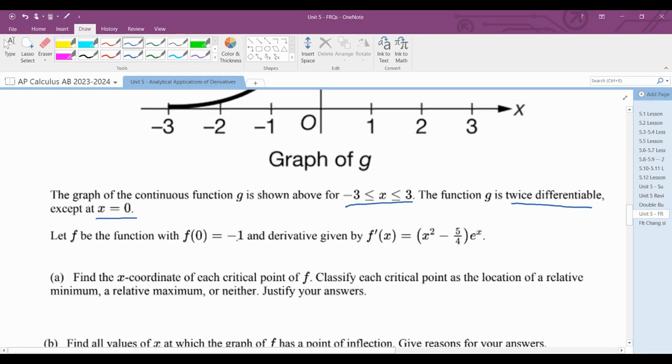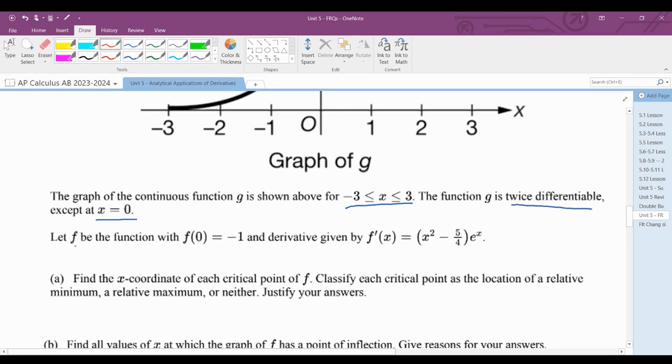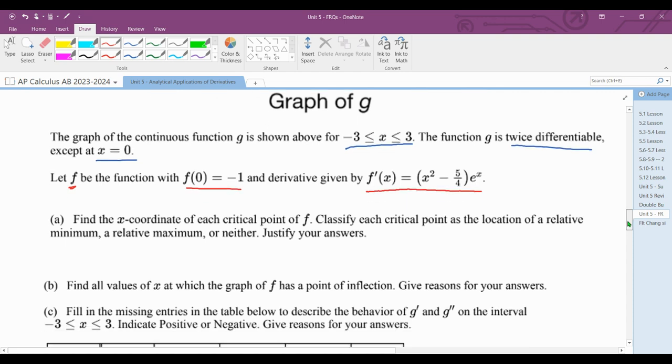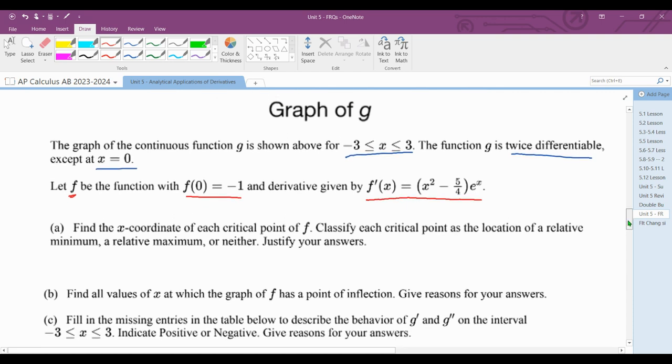And so we're given another function as well. So f, we have a second function, and it says that f of 0 is -1, and then f prime of x, so the derivative, is going to be x squared minus 5 over 4 times e to the x. So make sure you look at all the different pieces of information they give you. Each piece is going to be important or useful in some way. And so let's see what it asks first.